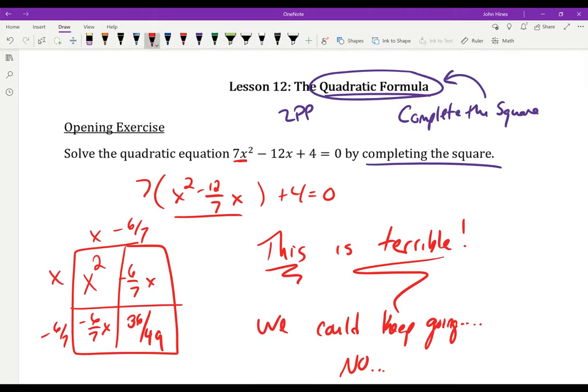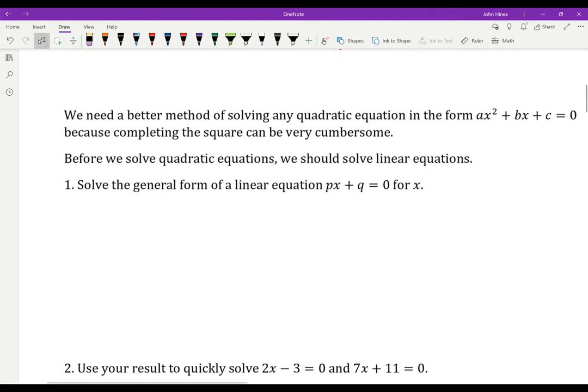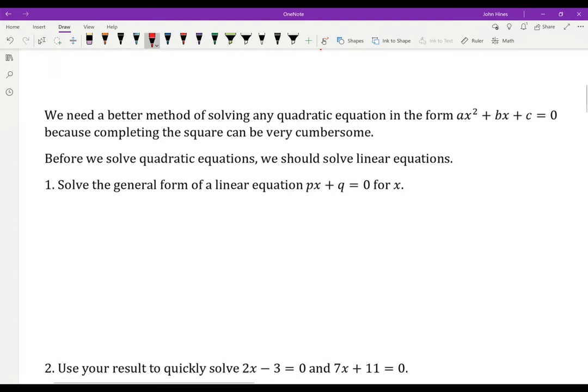So we're going to come up with a formula that just spits out the answers. Before we get to the quadratic formula where we solve quadratic equations, let's come up with a linear equation formula, just so you see what I'm talking about here. So solve the general form of the equation px plus q equals 0. So p times x plus q equals 0. I want to solve that for x.